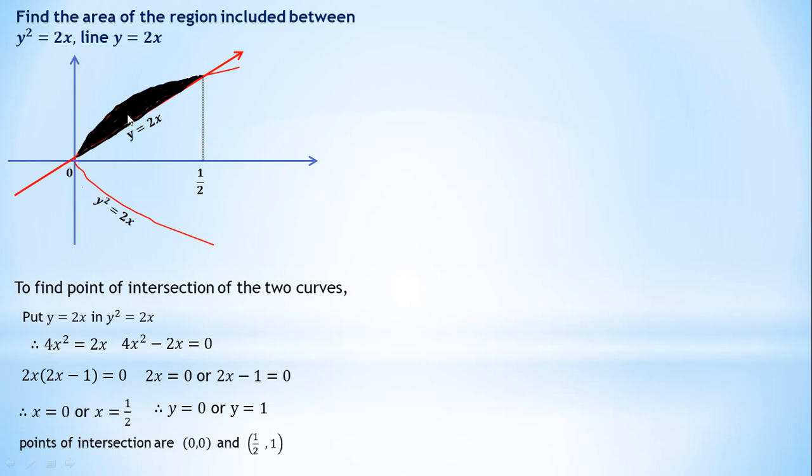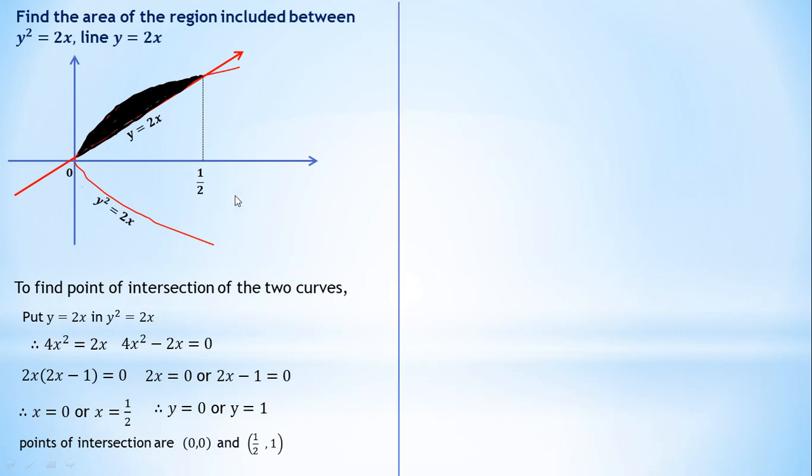So the total area is bounded to the x-axis from 0 to 1 by 2. Now by using application of definite integration, first of all we will find out the area which is bounded by the parabola first, because the upper boundary of this shaded region is the parabola and the lower boundary is a straight line. Okay, so we will find out.